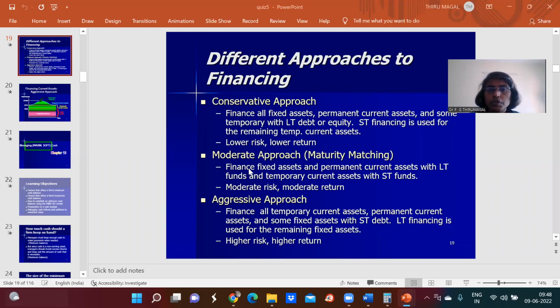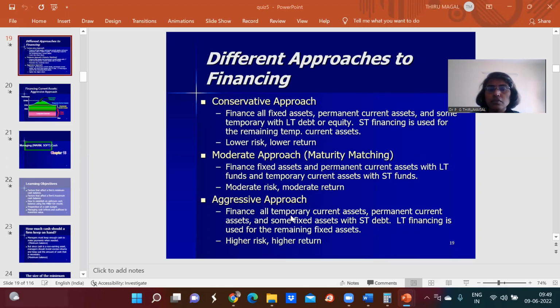And the moderate approach means finance fixed assets and permanent current assets with long-term funds and temporary current assets with short-term funds. So this is the procedure they follow. Here, moderate risk and moderate return, that is the return we can get as far as the moderate approach of working capital is concerned. The third one is the aggressive approach.